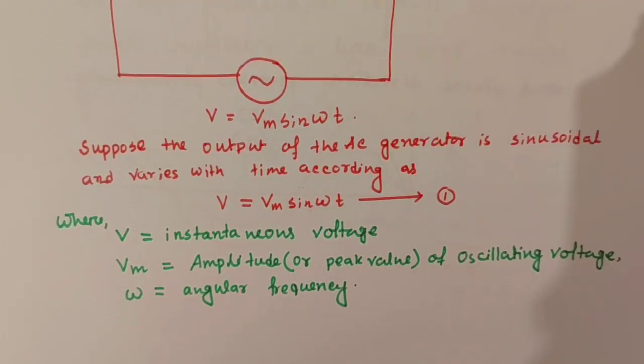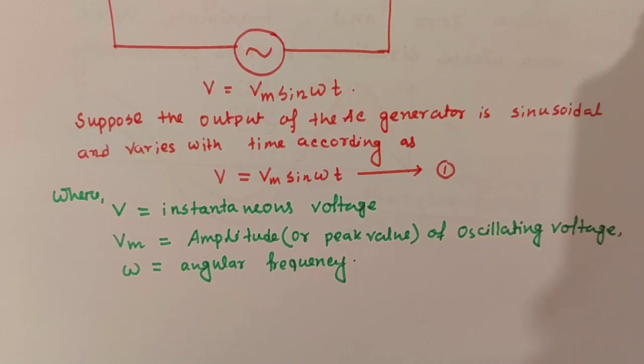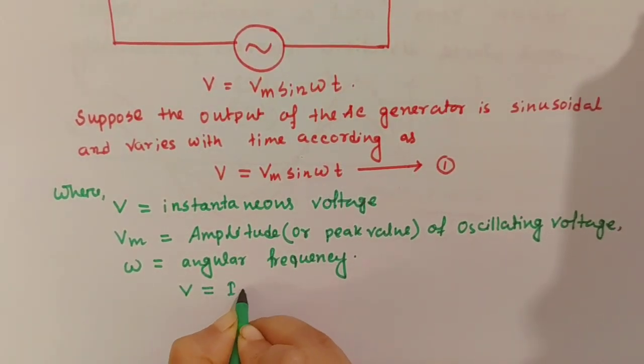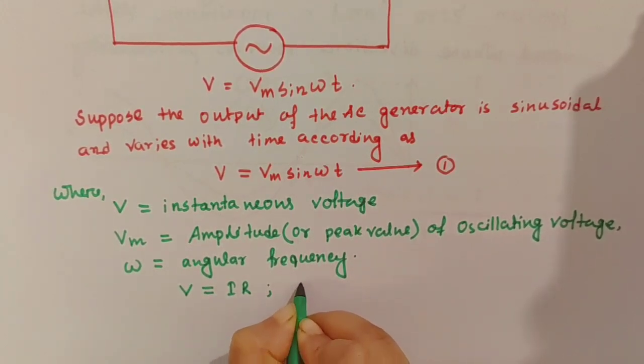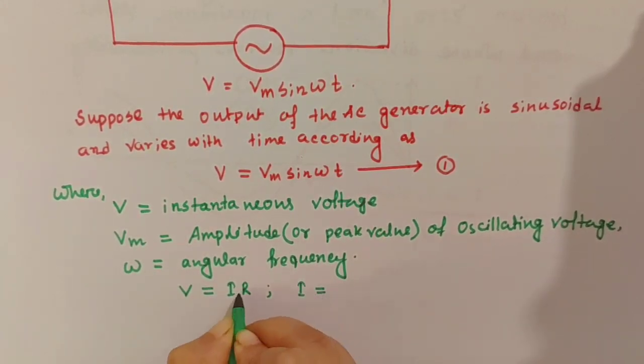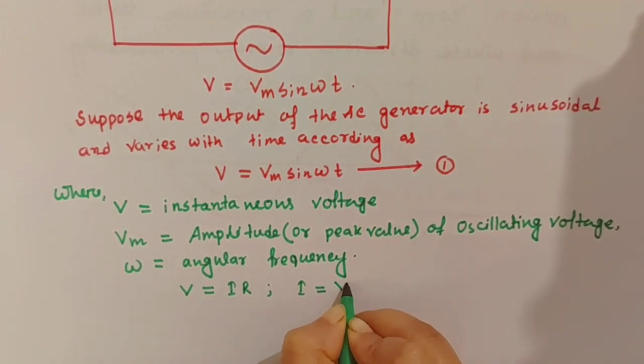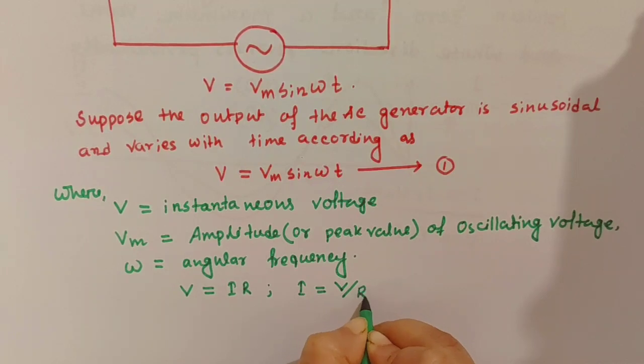So what do we know from Ohm's law? From Ohm's law we know V is equal to IR. So from this equation, what can we write? I is equal to what? I is equal to V divided by R.